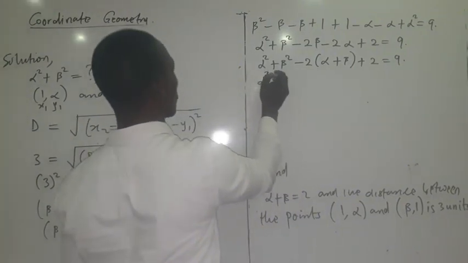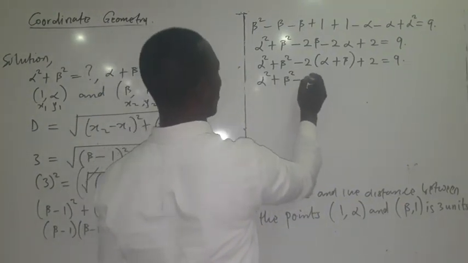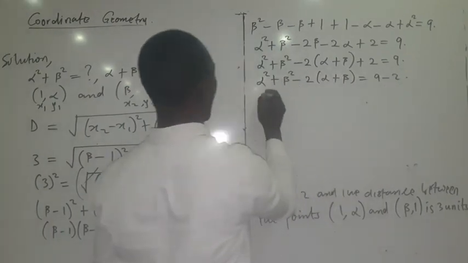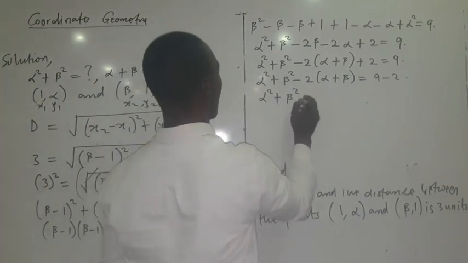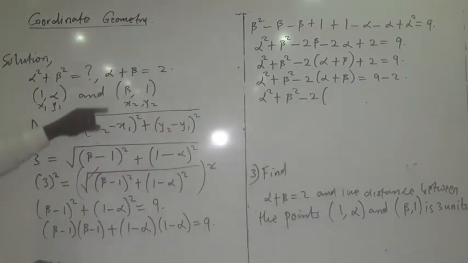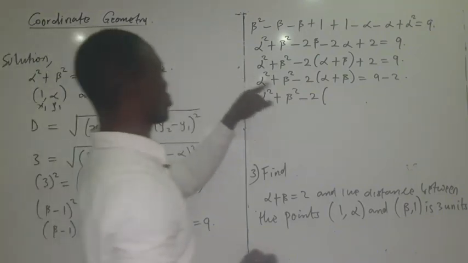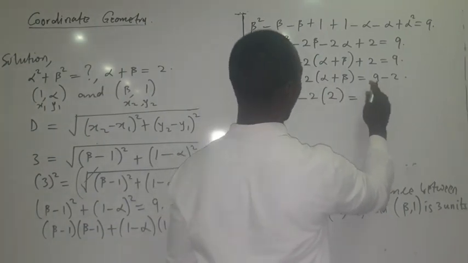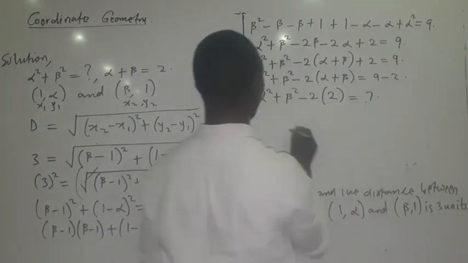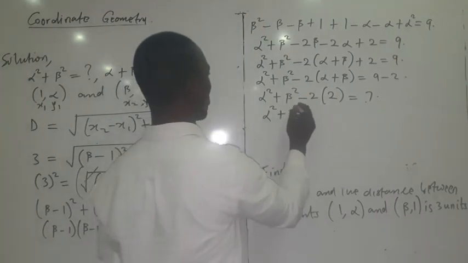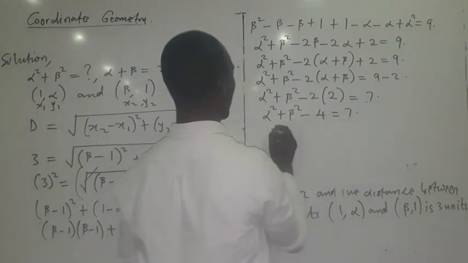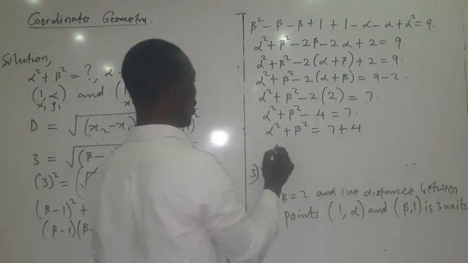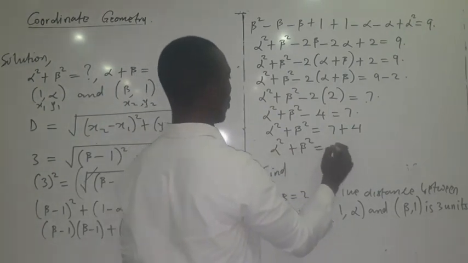So we now have alpha squared plus beta squared minus 2 (alpha plus beta) equals 9 minus 2. Don't forget what we are given here. Alpha plus beta is what? 2. So we replace alpha plus beta with 2, and the right side is 9 minus 2, that is 7. So we now have alpha squared plus beta squared minus 4 equals 7. So alpha squared plus beta squared equals 7 plus 4. So alpha squared plus beta squared equals 11.